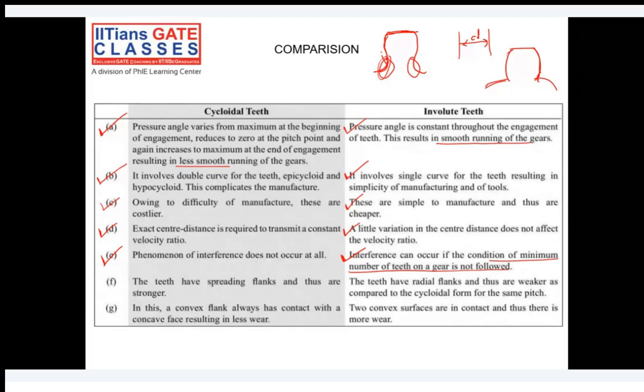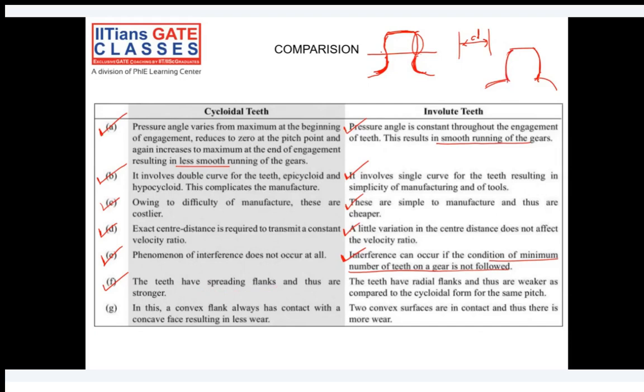So as I said, the teeth have spreading flanks. This concave part is nothing but the spreading flank. We already said this is a face and this is a flank, right? So the flank part is spreading inside the gear. Because of that, what will happen? They are a bit stronger compared to involute, whereas in the involute profile, the teeth are not spreading.